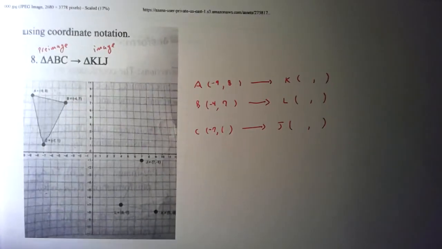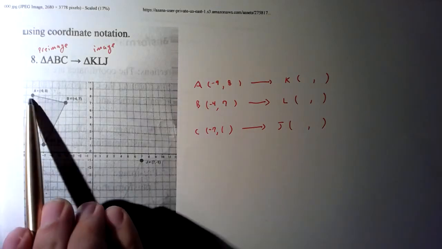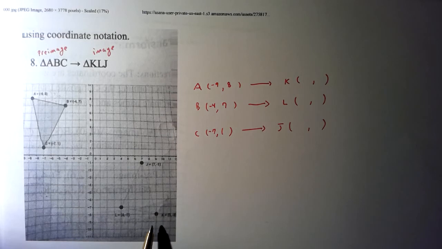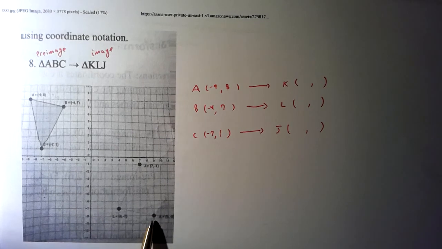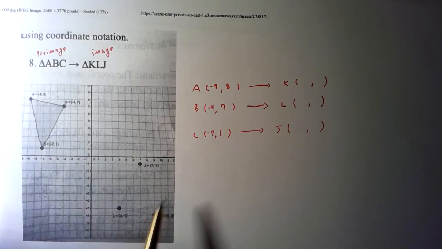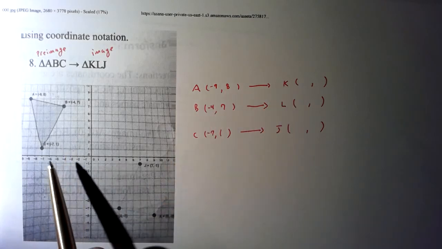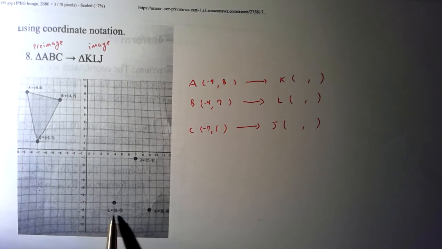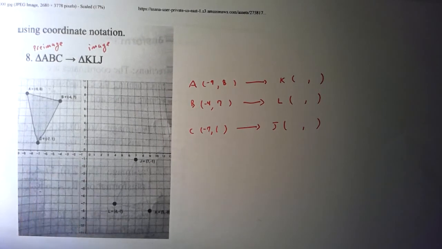Okay. Now we have no idea what this transformation is. We have to figure it out from the picture. We need to see some kind of relationship between the letter A and the letter K, just like here. And then the letter B and the letter L, so that's here, and L is over here. And then the letter C and the letter J.